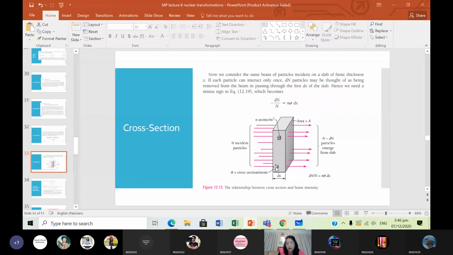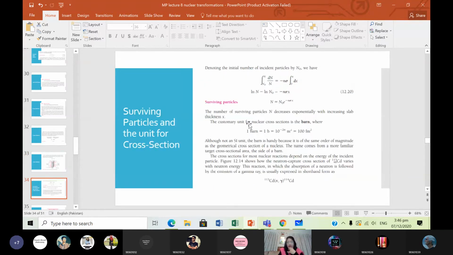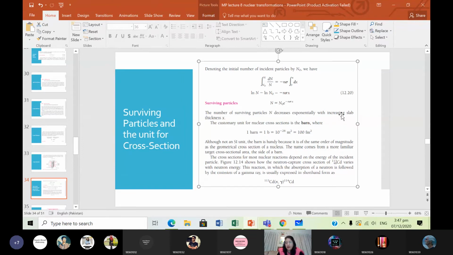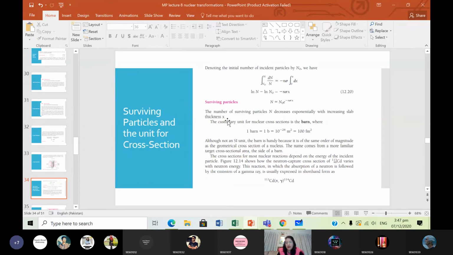dx is a small thickness of the slab. We're taking the integral of dx from 0 to x. So when we solve this equation, we will get N equals N naught e to the power minus N sigma x. So the number of surviving particles, N, as we can see from this equation, decreases exponentially with increasing slab thickness x.